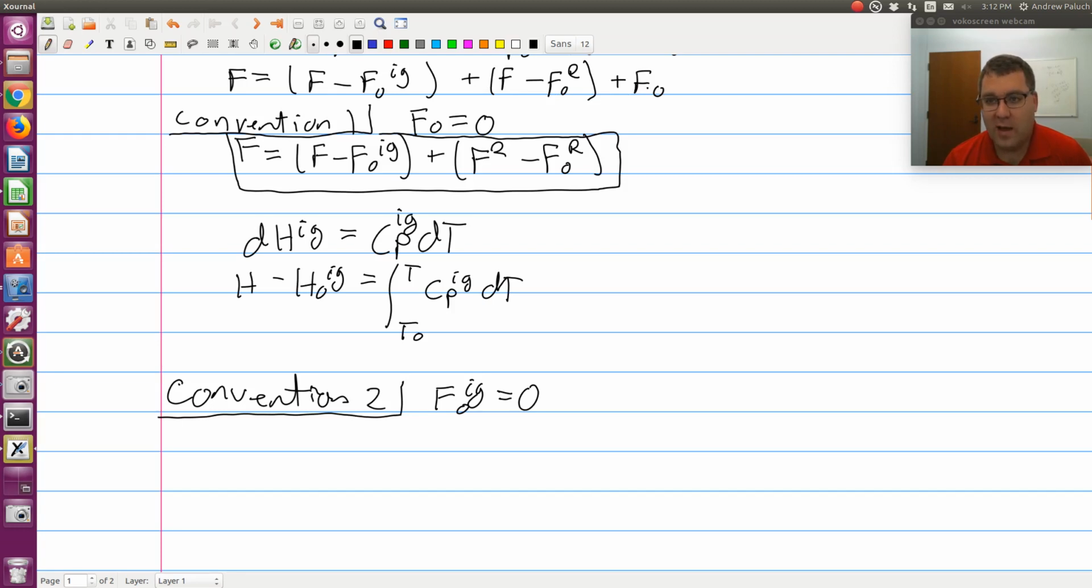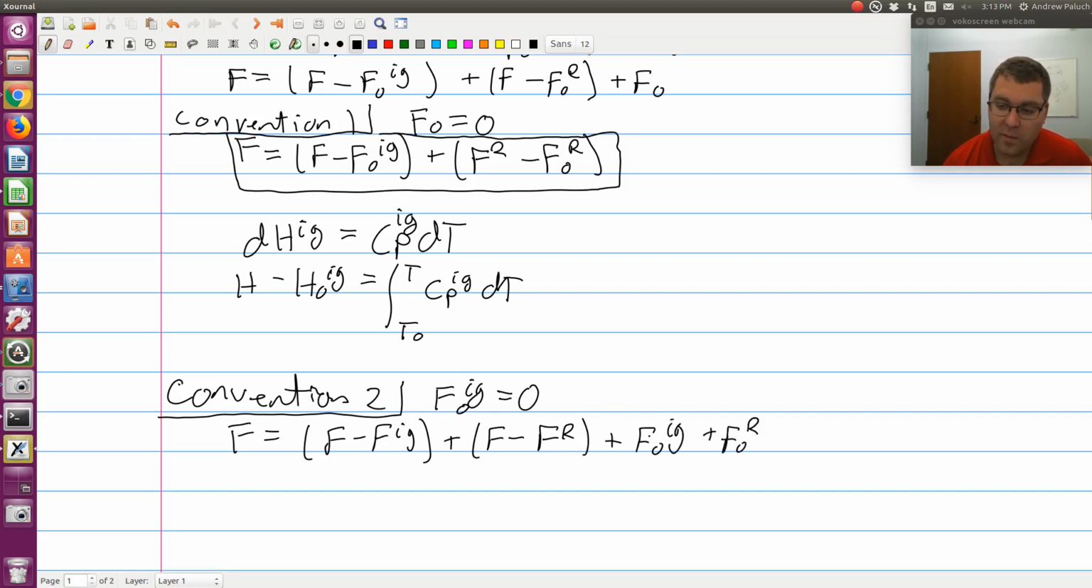Well, f naught I can write as f naught ideal gas plus f naught residual. So if I just expand this out, I have f minus f ideal gas plus fr, minus f naught ideal gas, minus f naught R. Well, we just took f naught ideal gas to be equal to 0. And that f naught R would cancel with the positive f naught R. So I'll kill those, and I'm left with f is equal to f minus f ideal gas plus fr.